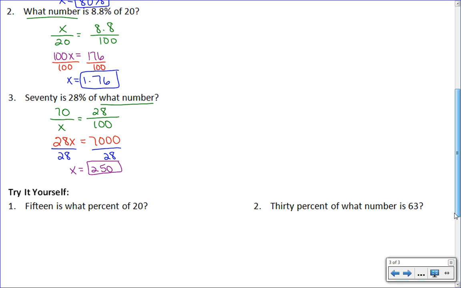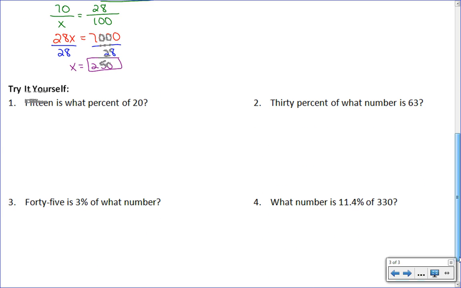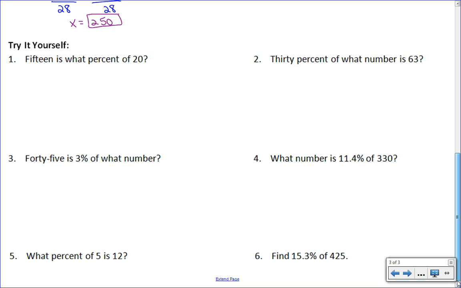Okay. And there are 6 try it yourself problems for you to try. So go ahead and pause the video. Work through those 6 problems. Be sure to show your work. You should have a proportion written for every single one of these. And then when you're ready to check your work, go ahead and unpause the video.